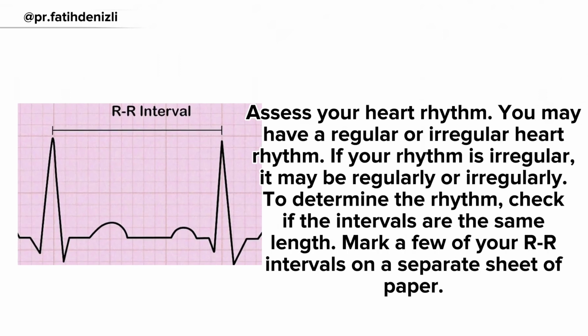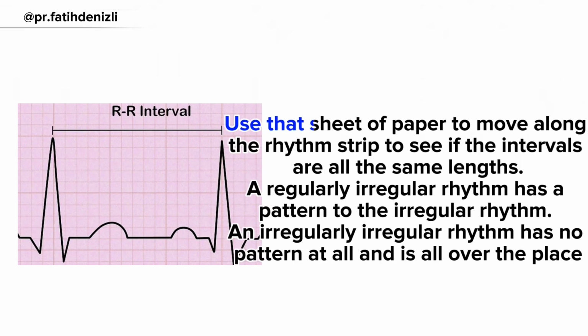Assess your heart rhythm. You may have a regular or irregular heart rhythm. If your rhythm is irregular, it may be regularly or irregularly irregular. To determine the rhythm, check if the intervals are the same length. Mark a few of your RR intervals on a separate sheet of paper. Use that sheet of paper to move along the rhythm strip to see if the intervals are all the same length. A regularly irregular rhythm has a pattern to the irregular rhythm. An irregularly irregular rhythm has no pattern at all and is all over the place.